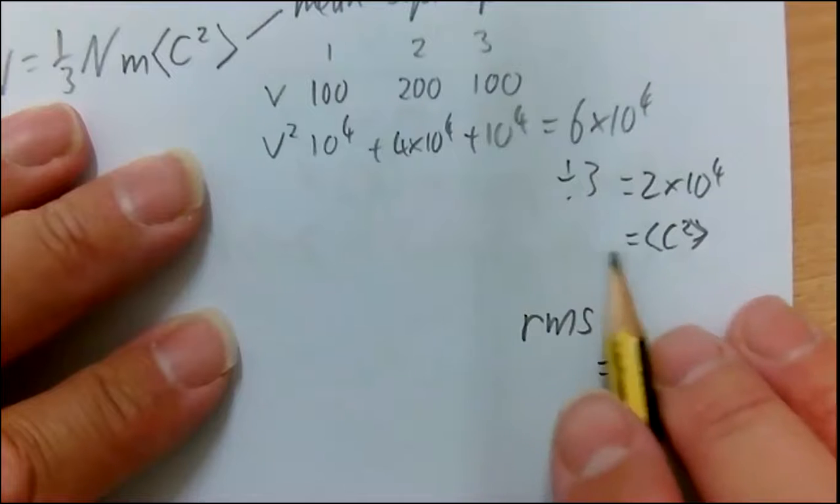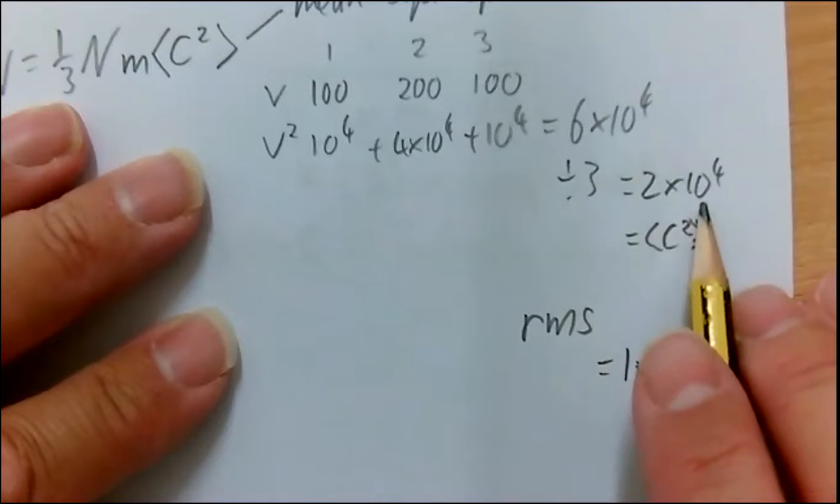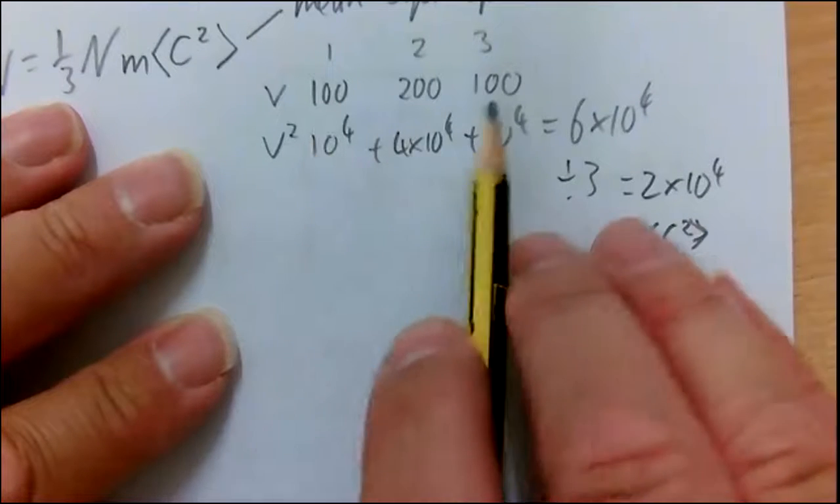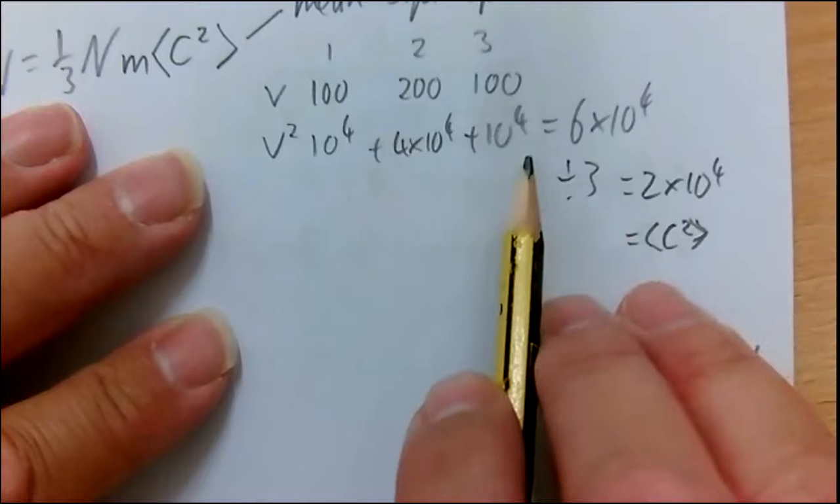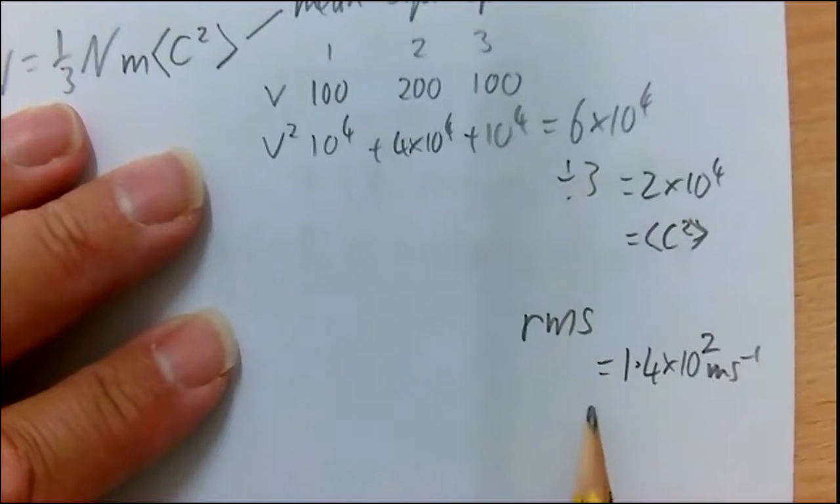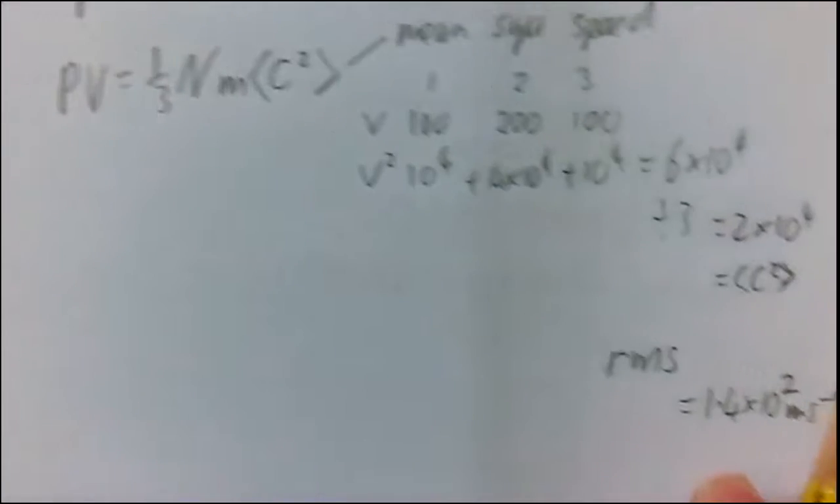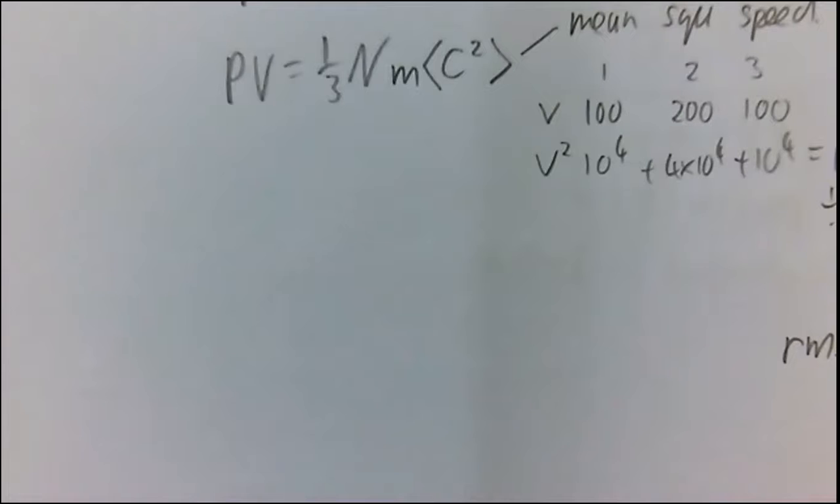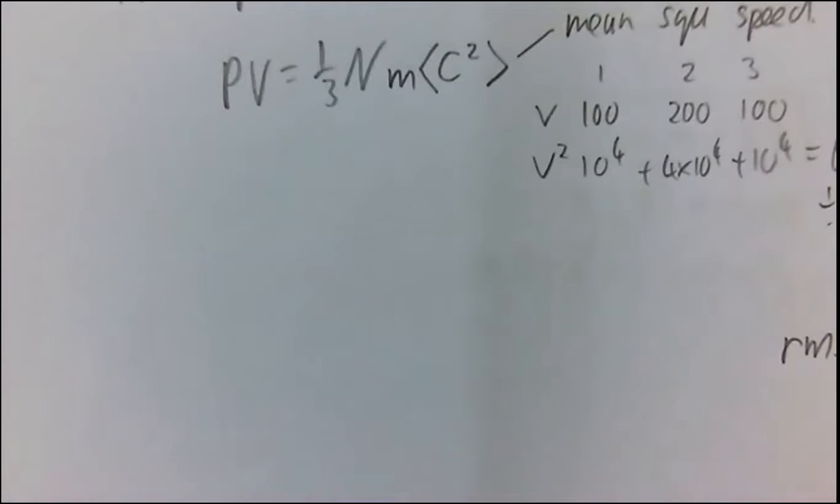So this is the mean square speed here, which is basically you square the speeds and then you get the average of those squares. You then, to get the RMS, have to square root it afterwards. Right, so we're taking that a little bit further.